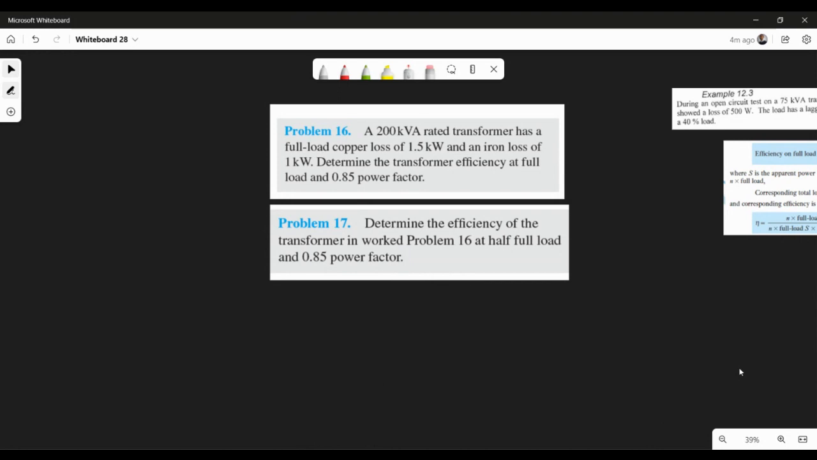Oh, swap copper and iron. I like that you went Cu Fe there. Okay, guys, are there any questions about finding your efficiencies now? We should all know that open circuit is iron, short circuit is copper.